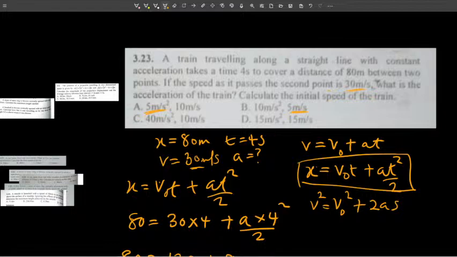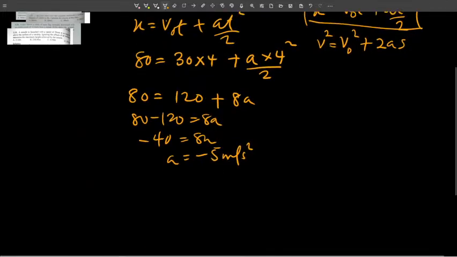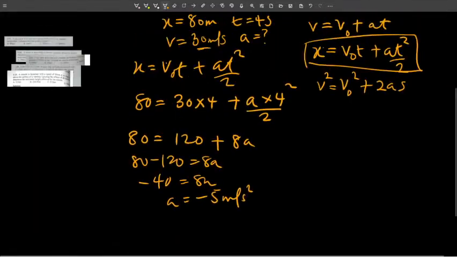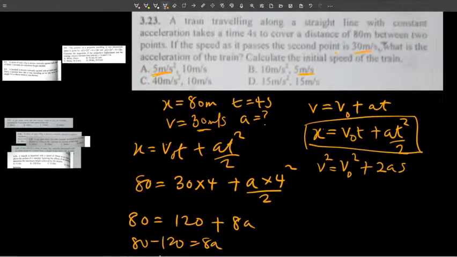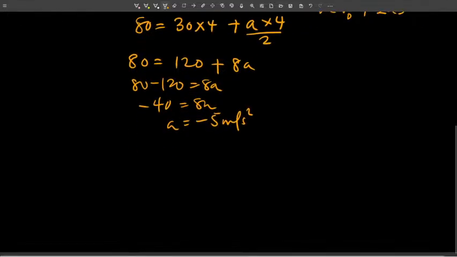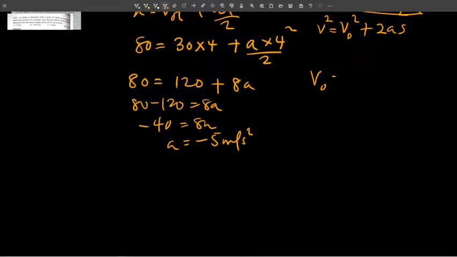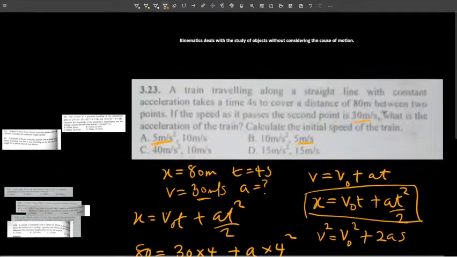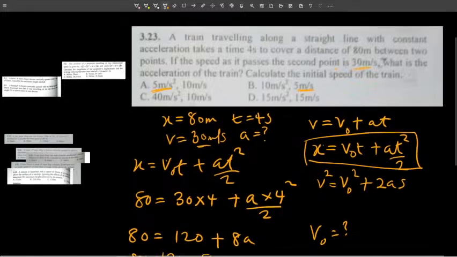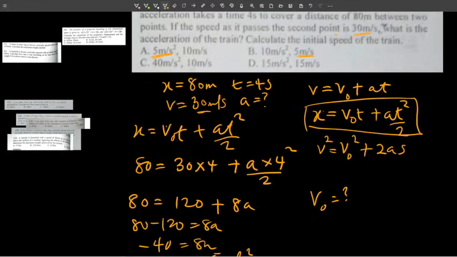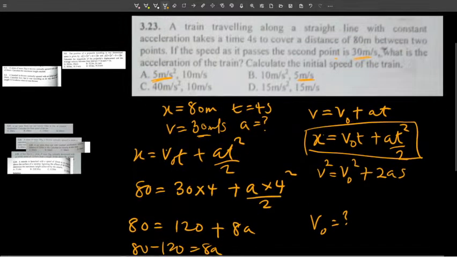So let's find the initial speed. How can we find the initial speed? Let's just say that means the body is decelerating. But that doesn't make sense from the question. Let's just solve it that way. To calculate the initial speed of the train, v naught, what formula do we go with now? We have our v. Okay, that will give us 5 times 4, 15.